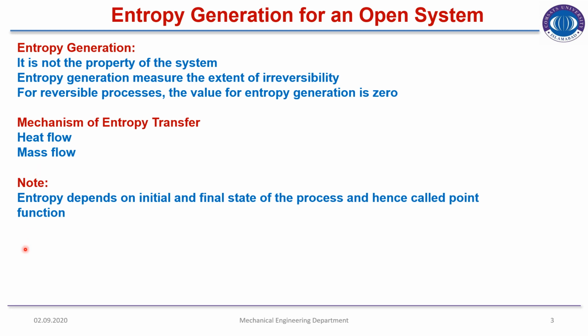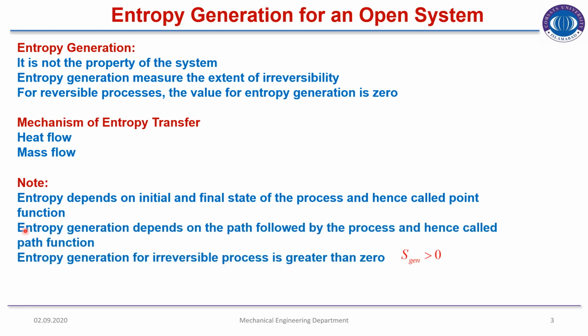Note, entropy depends on the initial and final state of the process, and hence is called a point function. Here you must distinguish between entropy generation and simple entropy or specific entropy. Usually when we talk about entropy, we are discussing specific entropy. I have already told you that entropy depends on the initial and final state, so it does not depend upon the path followed. But entropy generation, on the other hand, depends on the path followed by the system.